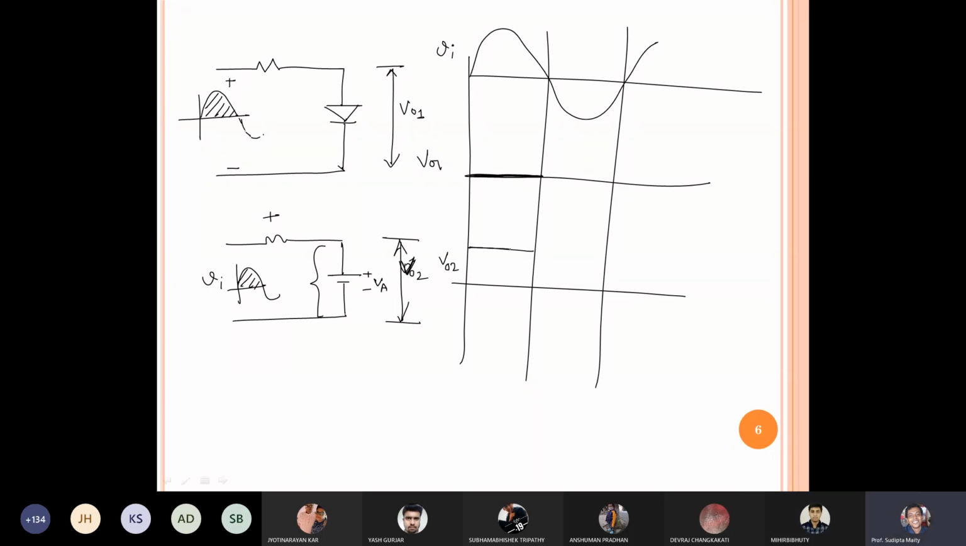Va. Suppose this is my Va. So it is this kind. Okay. Now if I add both circuits, plus minus Va, and then I am taking V0 over here. Here I am giving only the positive half cycle. Let's focus only on the positive half cycle. This half cycle only we are giving. Now what will be my output?